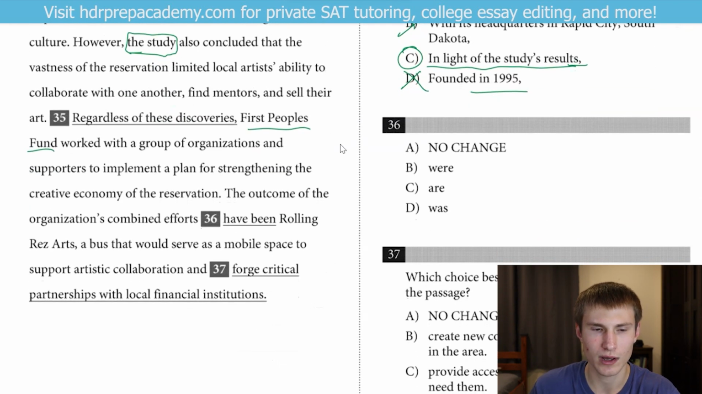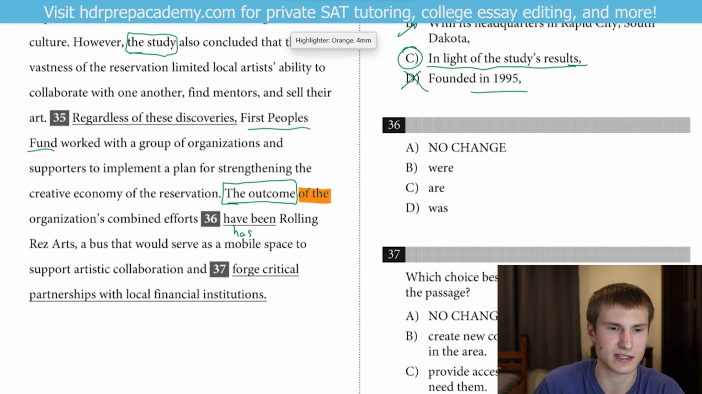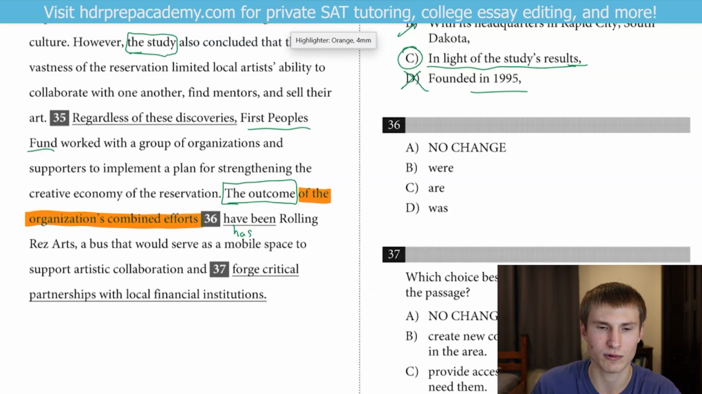Going to 36 now. The outcome of the organization's combined efforts. In this case, it would have to be "has" if it was going to be in this tense. The reason why is because the outcome is our subject here. I want to quickly point something out: when we have a prepositional phrase like "of the organization's combined efforts," we have to keep in mind we ignore that when determining the number of our subject.